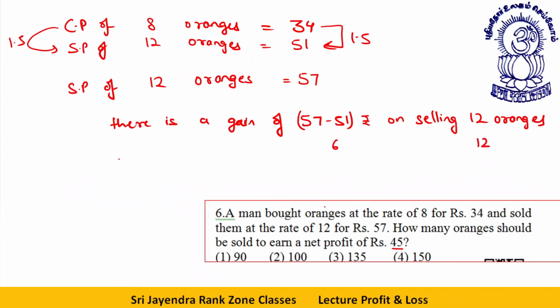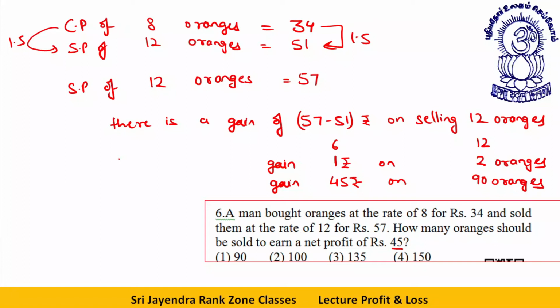How much gain is required? We want to earn a net profit of rupees 45. I can say 1 rupee gain is there if I sell 2 oranges. I need to gain 45 rupees, so it will be on 90 oranges. Quite easily done. Okay, dear students, I'm sure you must have got this concept. Let's move to the next one.